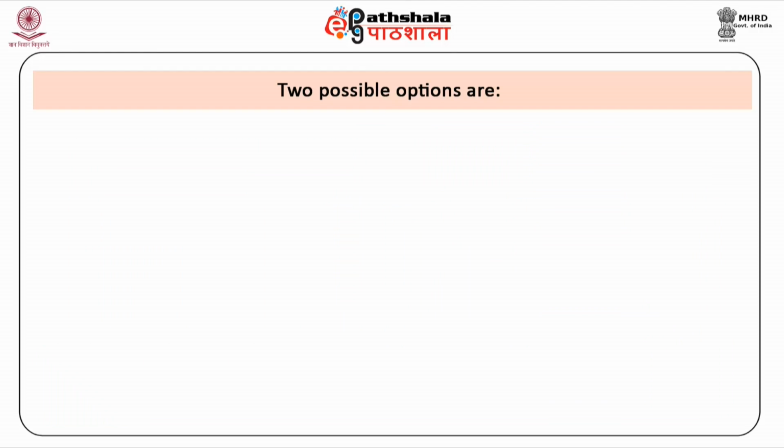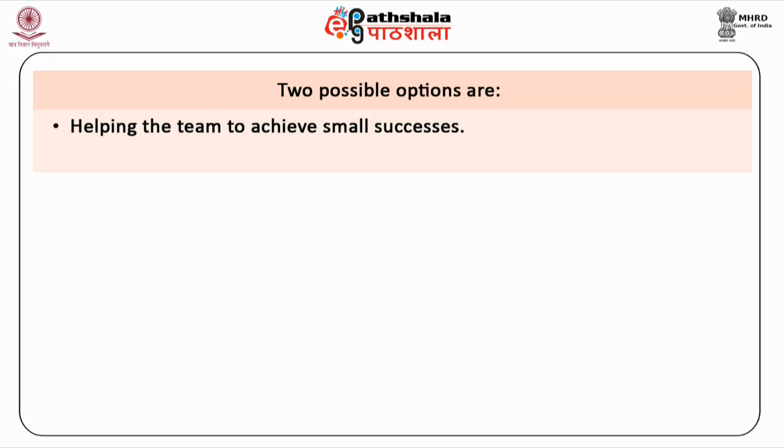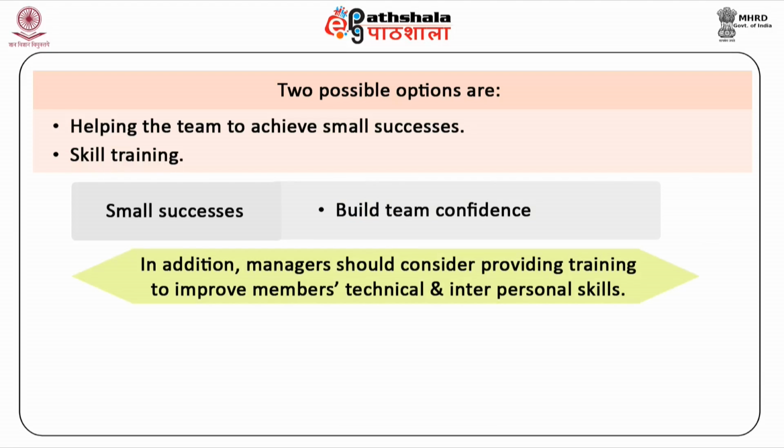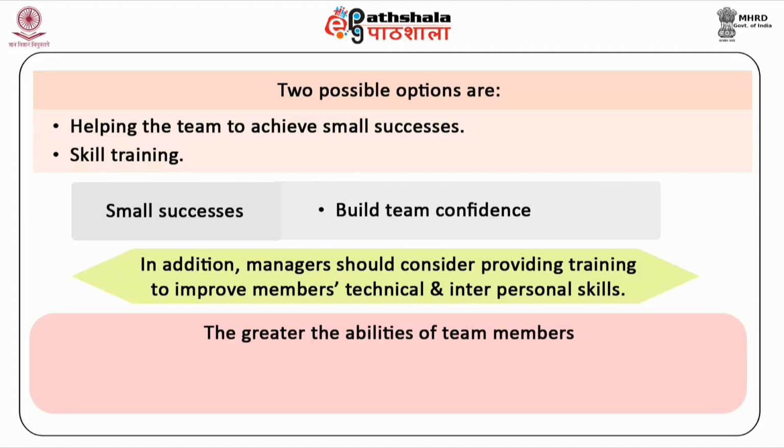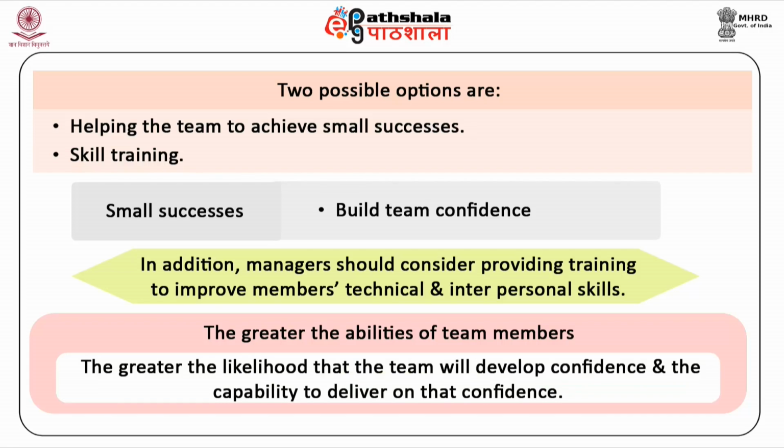Two possible options are helping the team to achieve small successes and skill training. Small successes build team confidence. In addition, managers should consider providing training to improve members' technical and interpersonal skills. The greater the abilities of team members, the greater the likelihood that the team will develop confidence and the capability to deliver on that confidence.